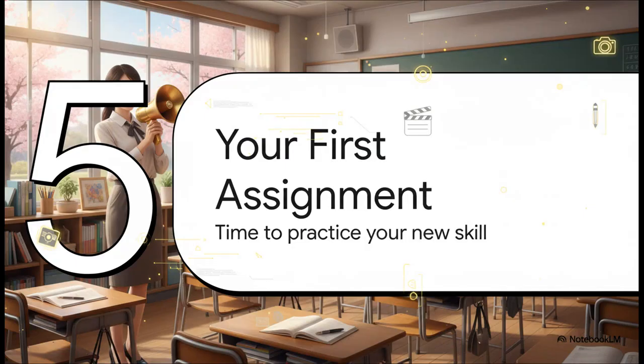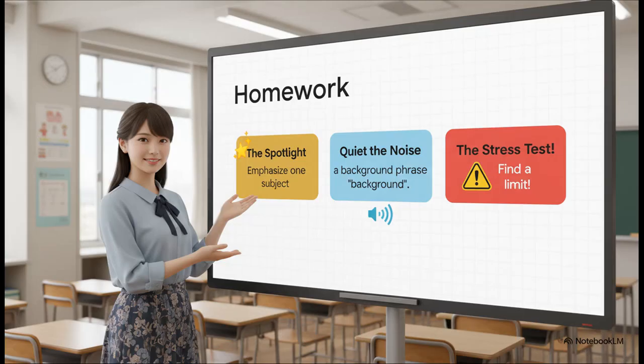Okay, you've got the theory, you've got the tools, and you know what pitfalls to avoid. So now, it's time for you to get in the director's chair. I've got a little assignment for you to really lock in this new skill. Go find one of your old prompts that just felt a little chaotic. First, pick one subject and use weighting to make it the star. Next, try the opposite. Take a busy background element and use a weight less than 1 to just quiet it down.